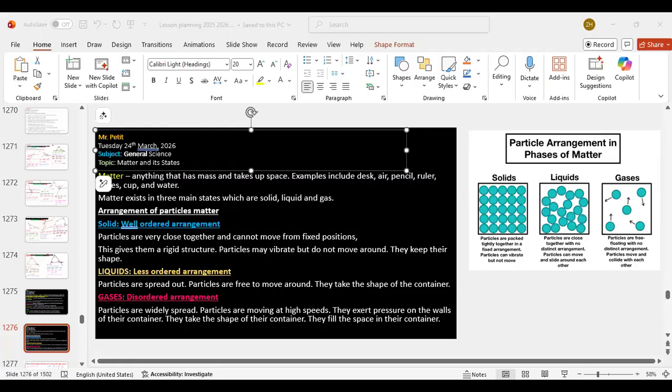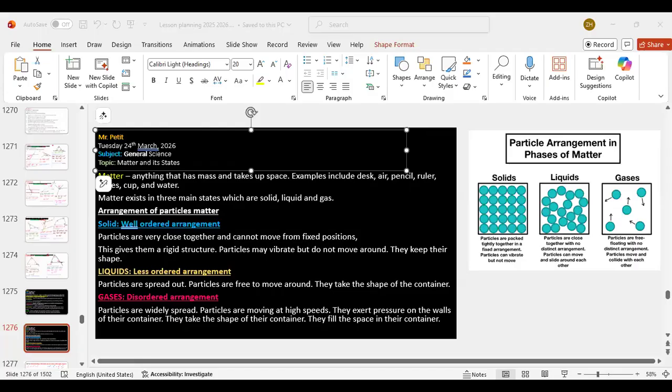Very good. Go ahead, Malia. I want you to read liquid. Liquids: less ordered arrangement. Particles are spread out. Particles are free to move around. They take the shape of the container. Very good. So the particles for a liquid are going to be loosely arranged. They're going to be loosely arranged. All right.